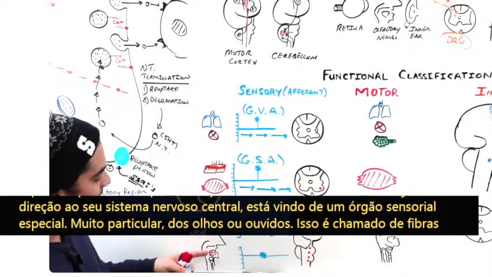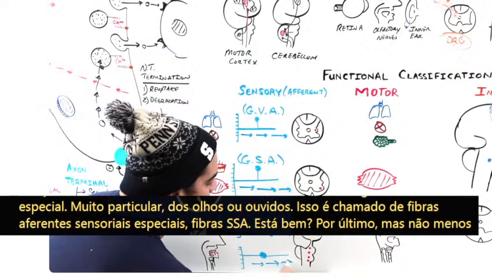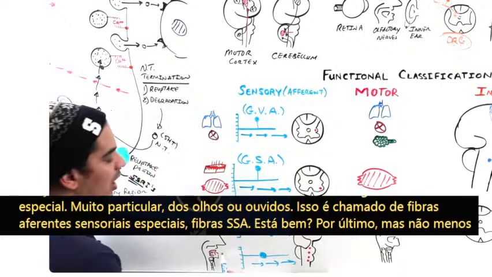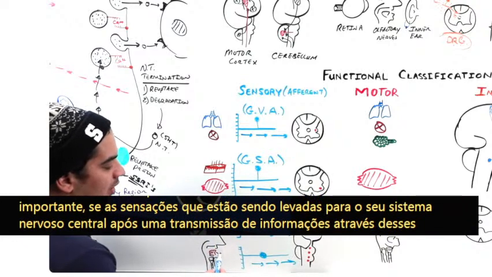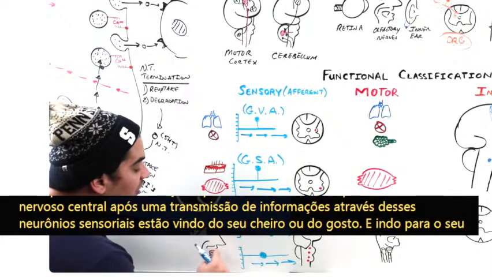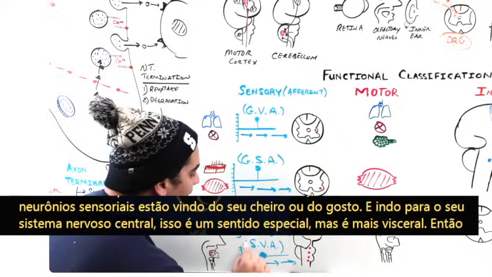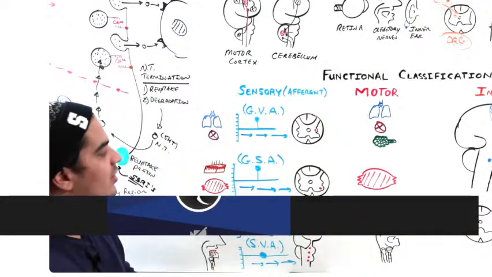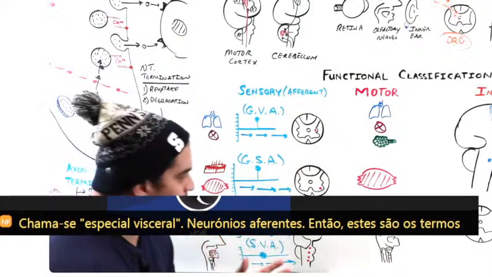Last but not least, if the sensations being taken to your central nervous system, afferent information through these sensory neurons, are coming from your smell or from taste and going to your central nervous system, that is a special sense, but it's more visceral. So it's called special visceral afferent neurons.